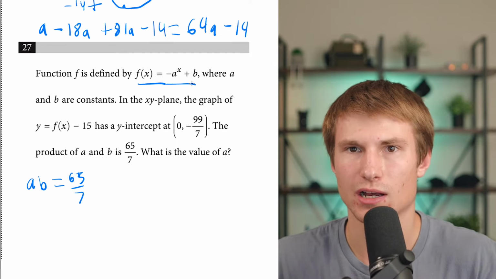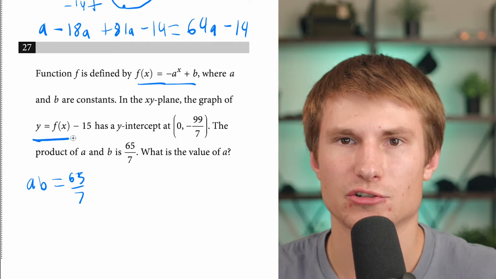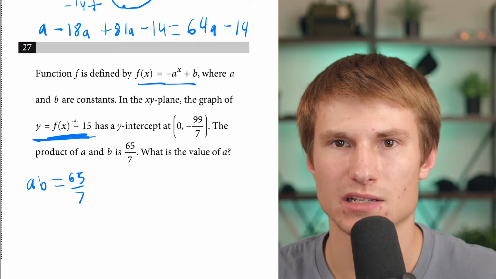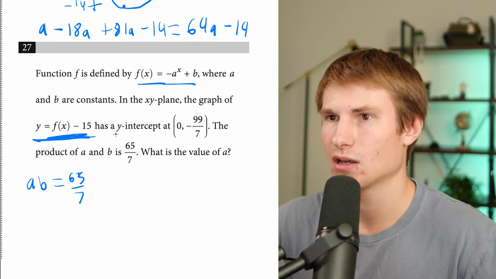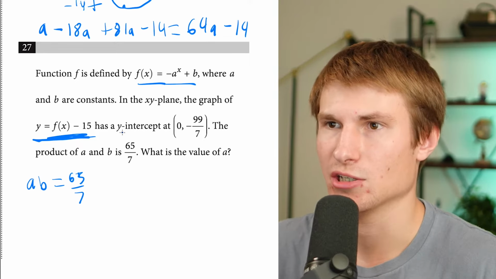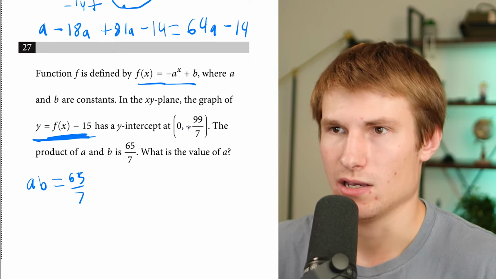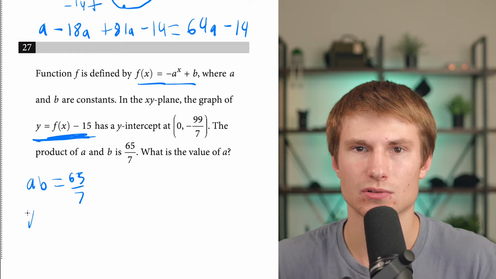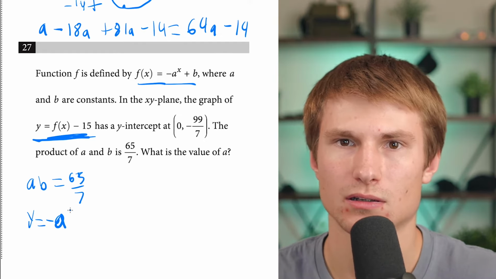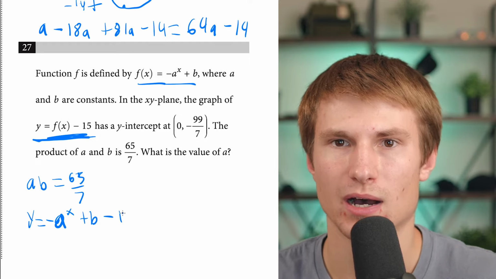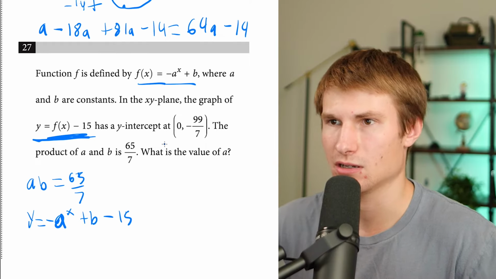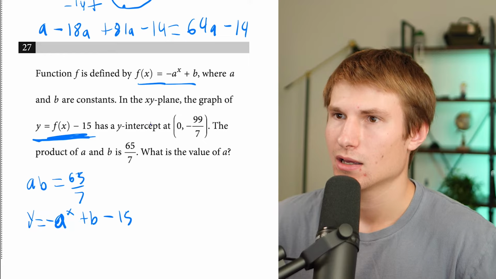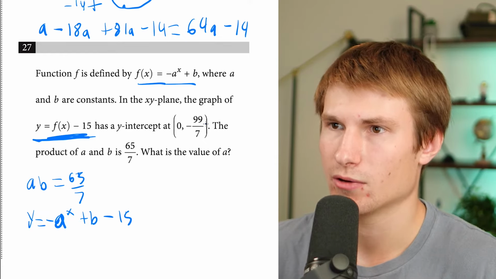So we've got function f in the xy-plane. Okay, we've got a transformation of f of x minus 15, so we're translating it down by 15. After this transformation, we get this y-intercept right here. So let's write what y is equal to. We know y is equal to negative a to the power of x plus b minus 15, since we're translating down 15. Now we know that we get a y-intercept of (0, negative 99 over 7).